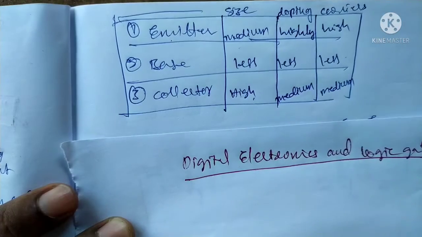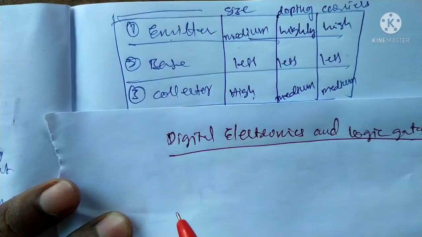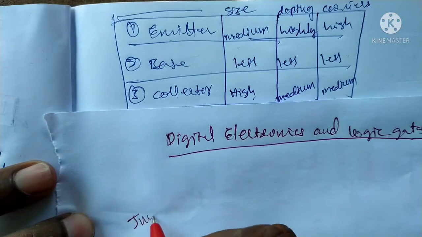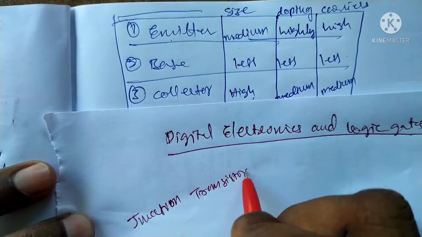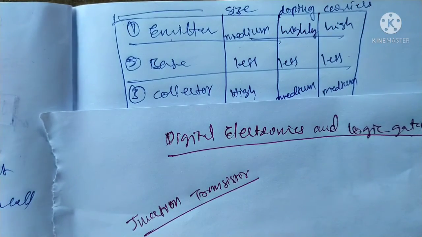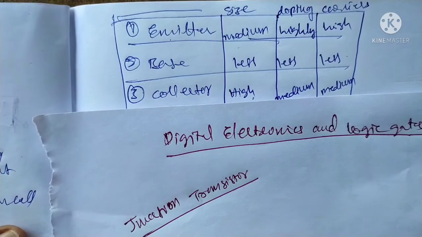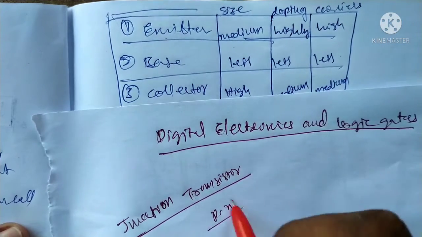Okay, going to this class, in the previous lecture you talked about the junction transistor. What is a transistor? It is one kind of device, a specially designed PN junction device. Basically, it is a specially designed PN junction diode.